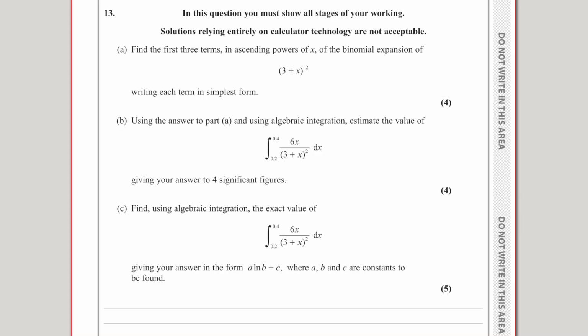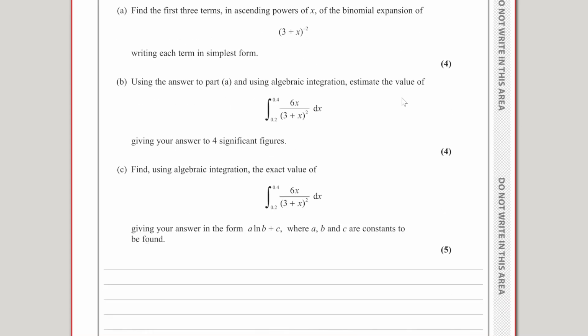Question 13. Find the first 3 terms in ascending powers of x of the binomial expansion of 3 plus x to the power of negative 2, writing each term in its simplest form. So the binomial expansion is going to be 1. Well, we need it to be a 1 at the front before we can do it. So let's have 3 to the power of negative 2 times 1 plus x over 3 to the power of negative 2. So now we've got a 1 at the front.